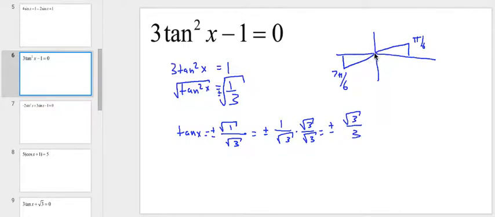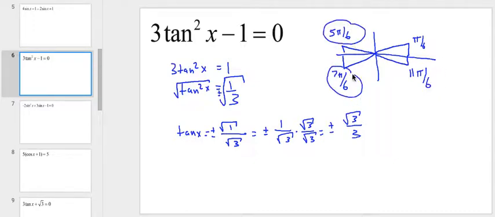Now, we also need negative root 3 over 3. So we're essentially just going to get this bow tie. And we're going to have these two angles here, which are 5 pi over 6 and 11 pi over 6. And those are our 4 answers. 1, 2, 3, 4.